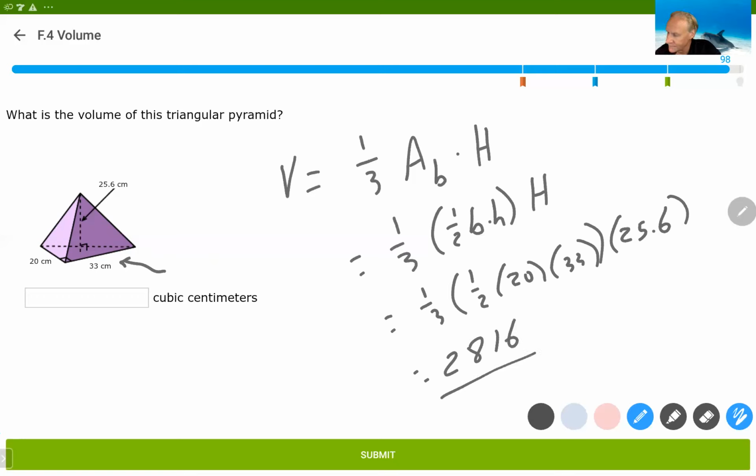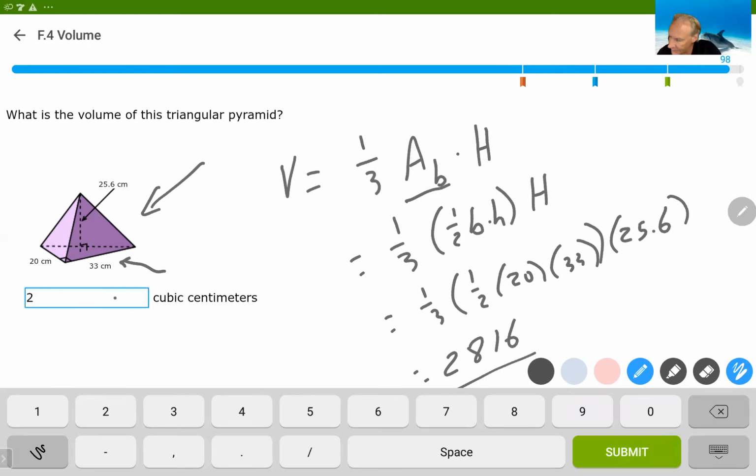Okay, just to reiterate, we're looking at a pyramid, which is different than a prism because it has a 1/3 in it. The area of the base has a 1/2 in it because it's a triangular base instead of being a square or something or a rectangle. That's 1/6 times 660, which is 110 times 25.6. So 2816 cubic centimeters.